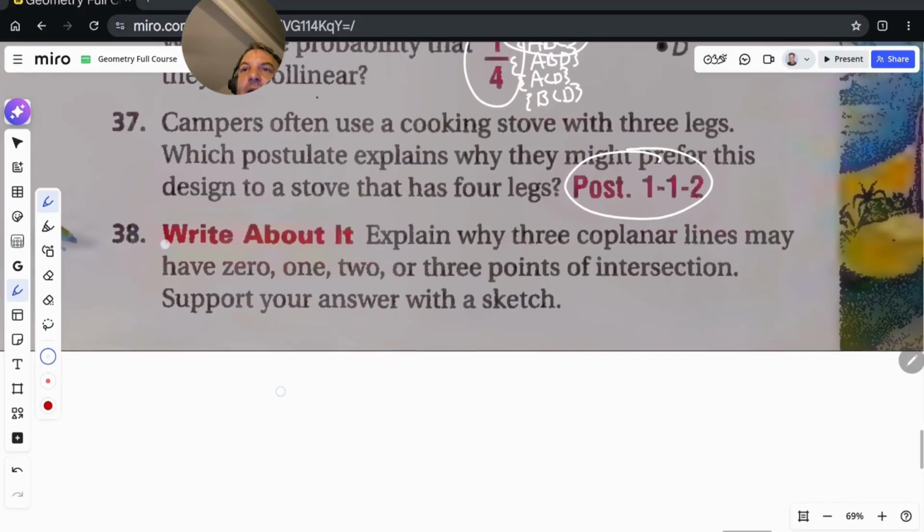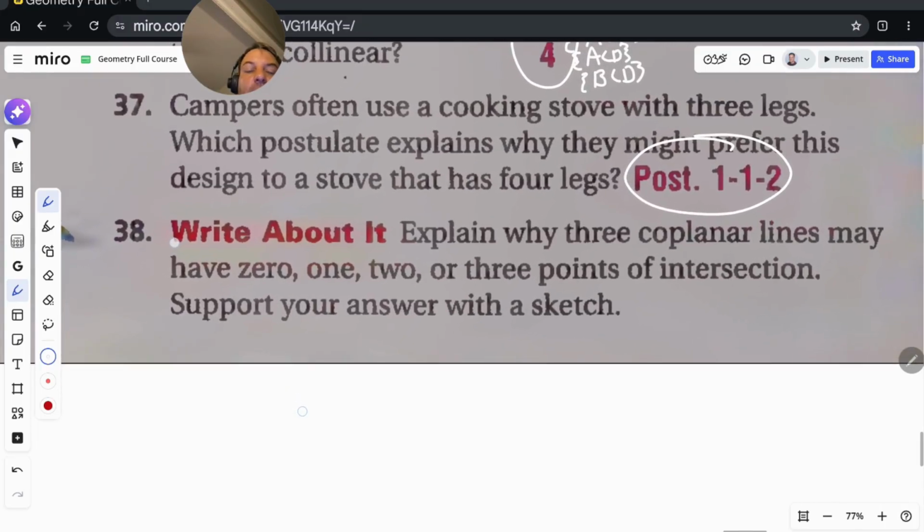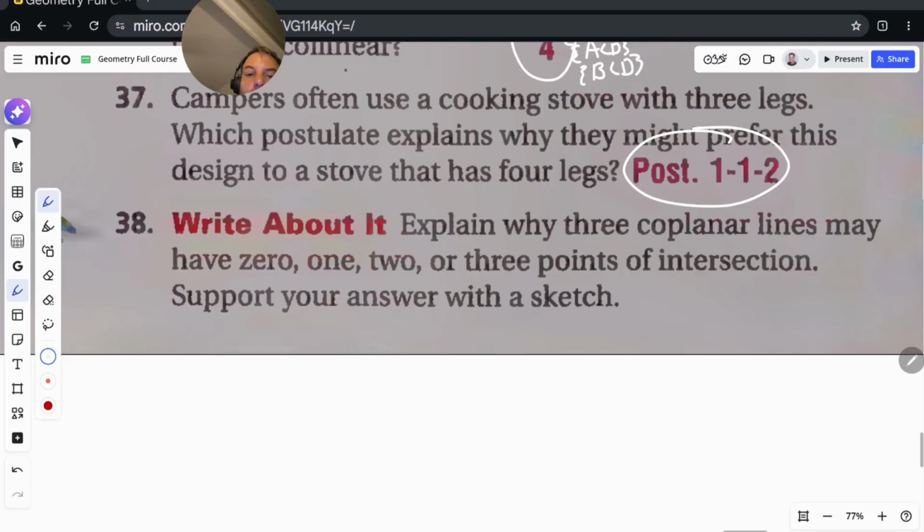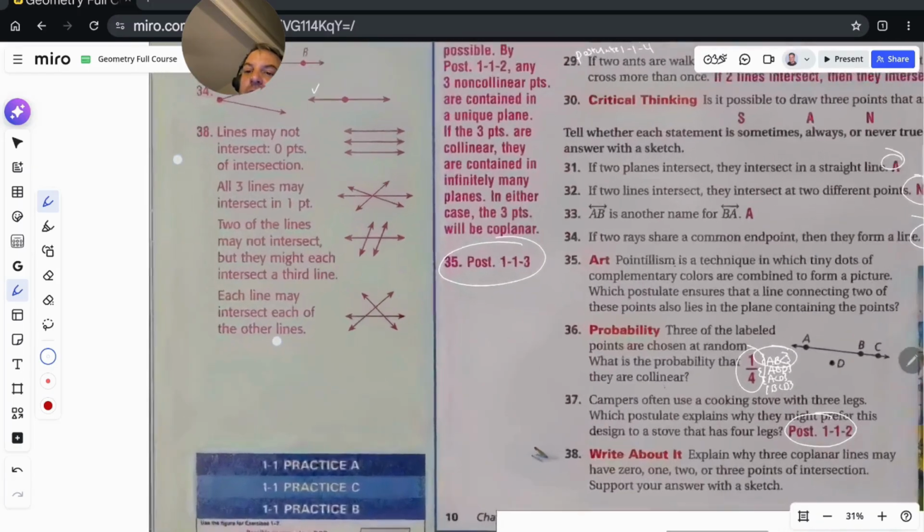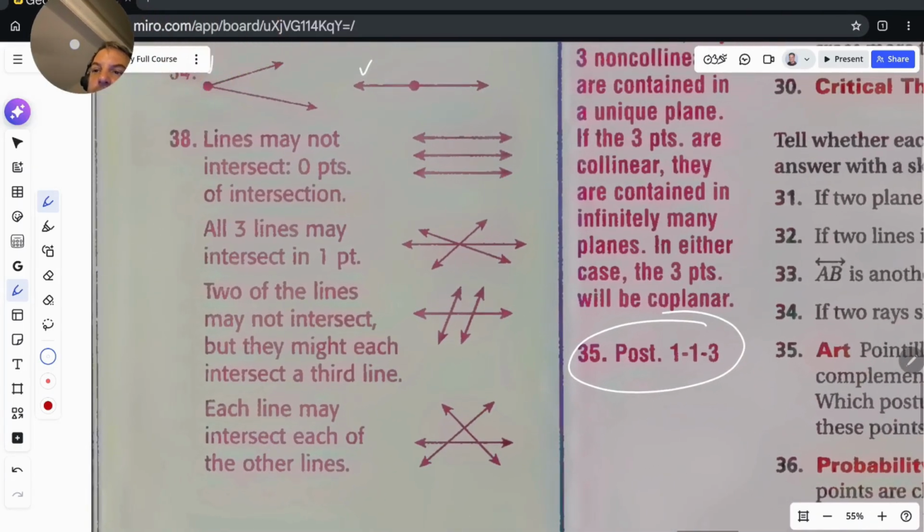And now we're at write about it. I'm not going to write this all out, but we will discuss it. This will be our last problem in 1.1. Explain why 3 coplanar lines may have 0, 1, 2, or 3 points of intersection. Support your answer with a sketch. Let's go take a look at our answer from the text.